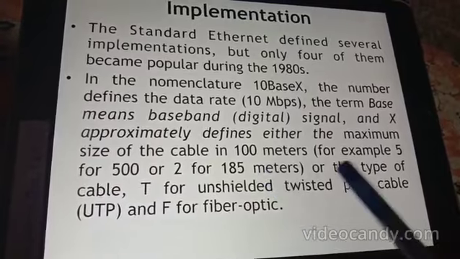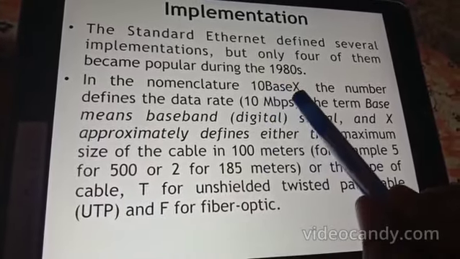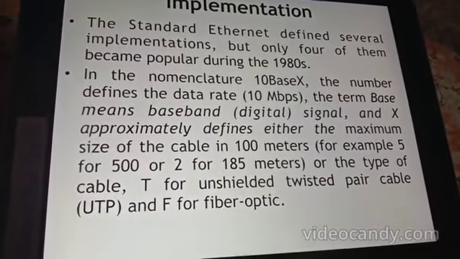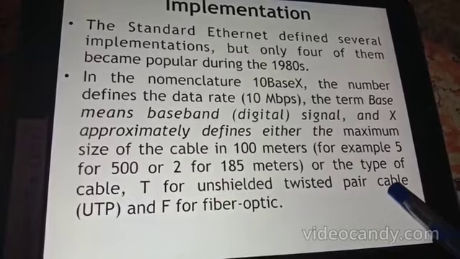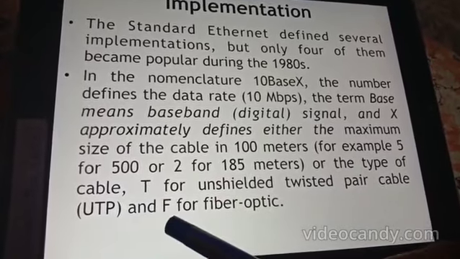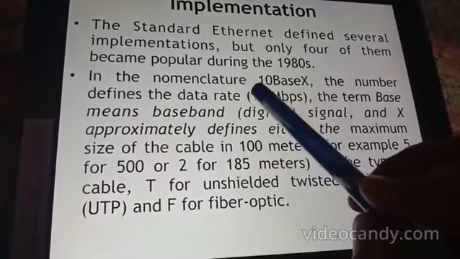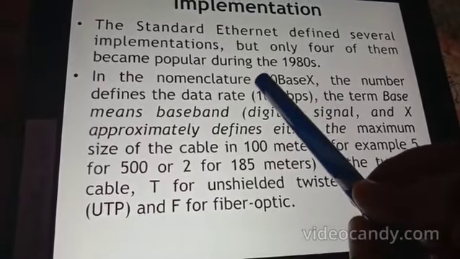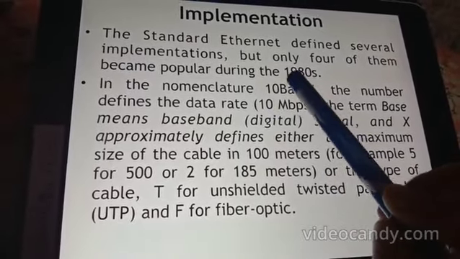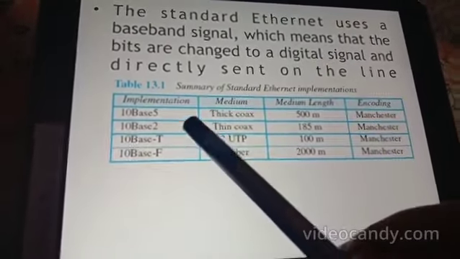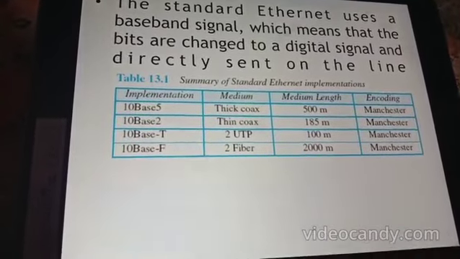Or, for example, the type of cable, that is T. If I write it as 10 Base T, with X replaced by T, then T indicates that it is an unshielded twisted pair cable. And if it is F, then it is for fiber optic cable. So different types of nomenclature are provided, and basically there are four types of standard Ethernet implementation: 10 Base 5, 10 Base 2, 10 Base T, and 10 Base F.